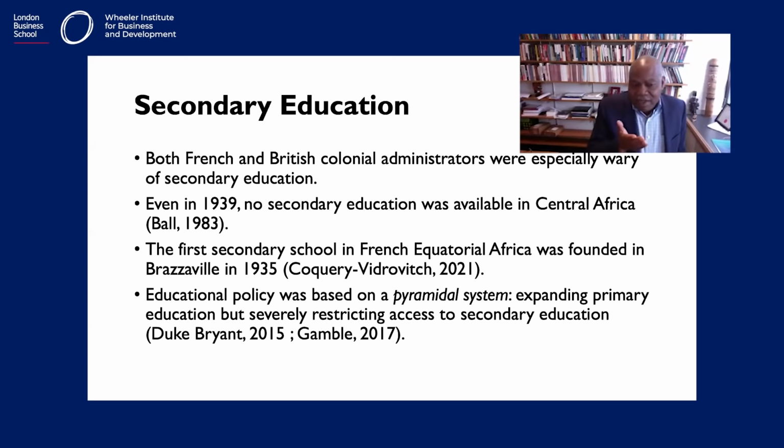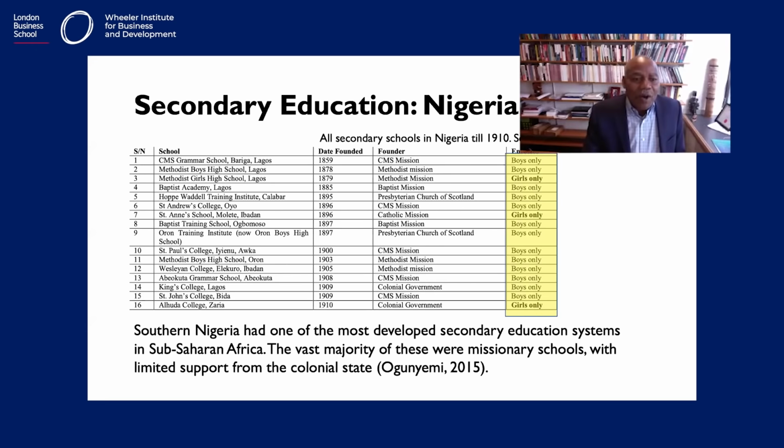Like in 1939, there was no secondary school in Central Africa. No, zero. So education policy was based on a pyramidal system, expanding primary school but severely restricting access to secondary education. Because again, primary school would create a cheap labor force for the colonial administration, but expanding to secondary school level would maybe lead to a breakdown of the colonial system, because Africans would demand more influence, more power, particularly politically, as we see in a second. Okay, so again, on gender discrimination, even in Nigeria, you can see that most of the schools were all boys' schools.